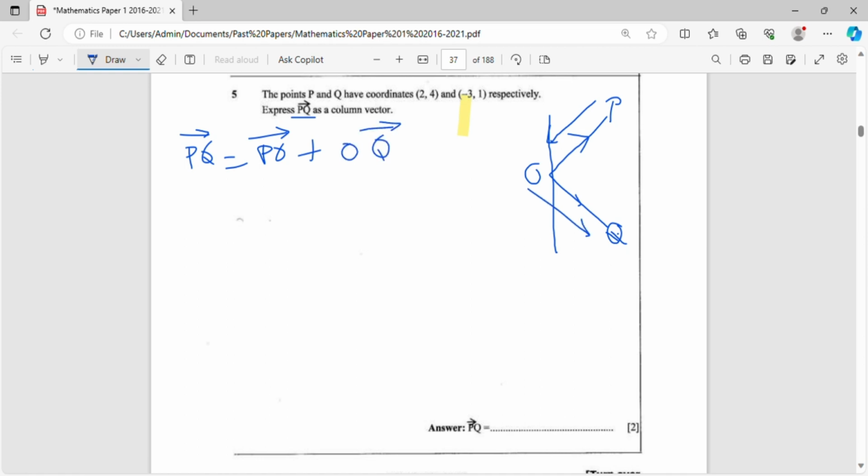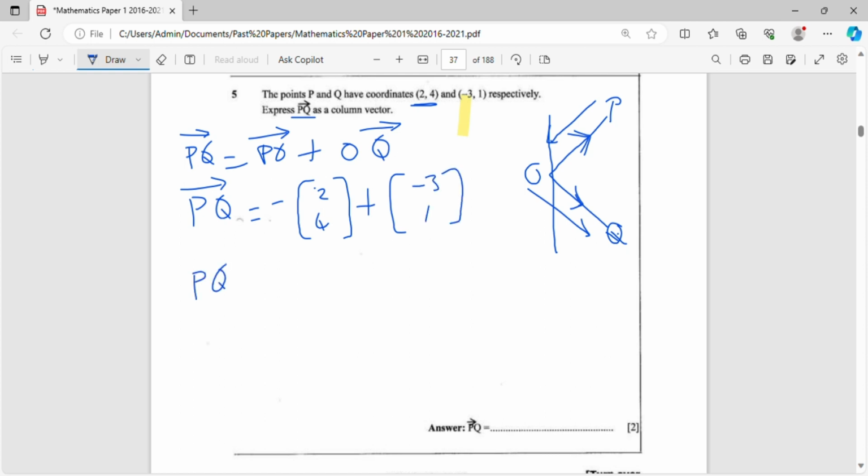This is how we're going to express PQ. So now we know that PO is going in the opposite direction. So our PQ will be equal to negative of our coordinate for P here, which is 2, 4. Since we're expressing it as a column vector, that's why we put it in column form, plus OQ, we're going in the direction of the vector. So it will be negative 3, 1.